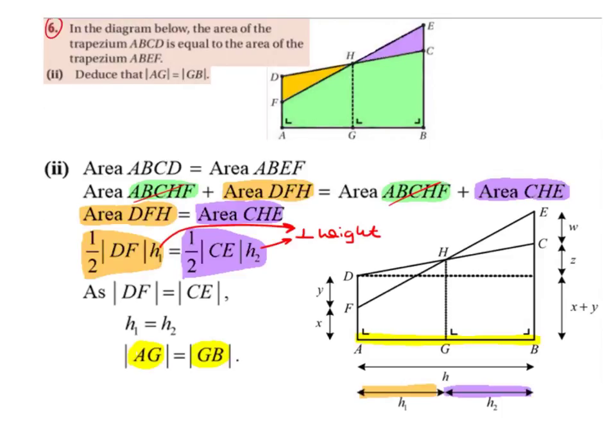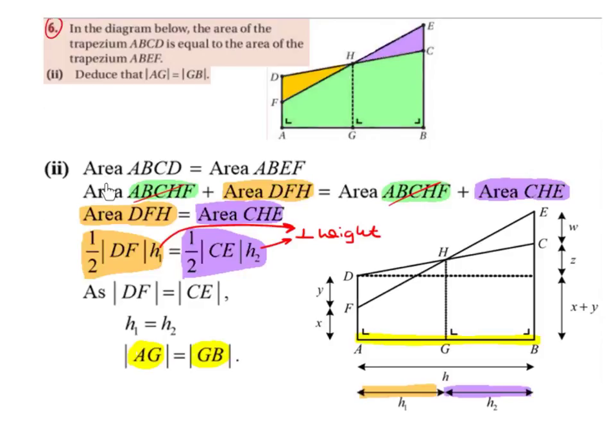Likewise, we can break down the shape ABEF into the green shape and the purple triangle at the top. So we have the green shape and the purple triangle at the top gives us the shape ABEF. So we have ABCHF, the green shape, and then the triangle at the top, CHE.